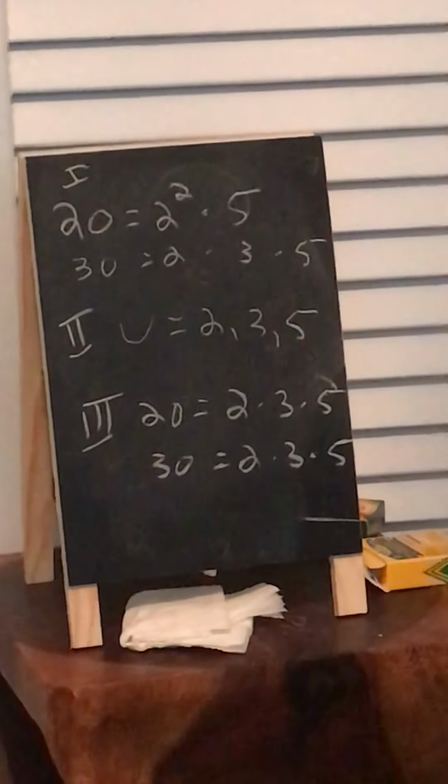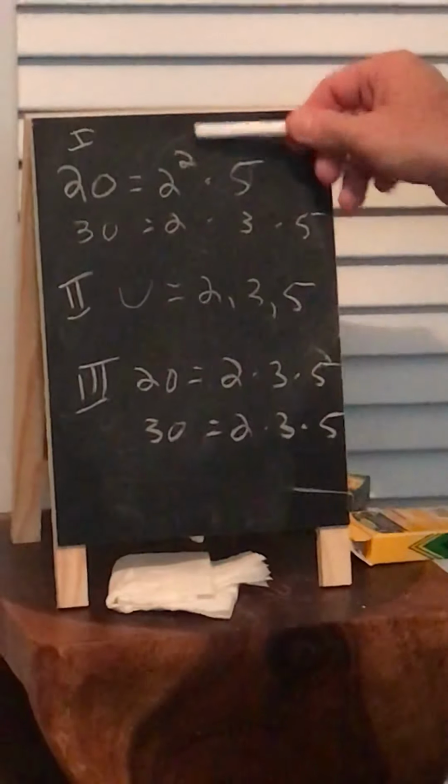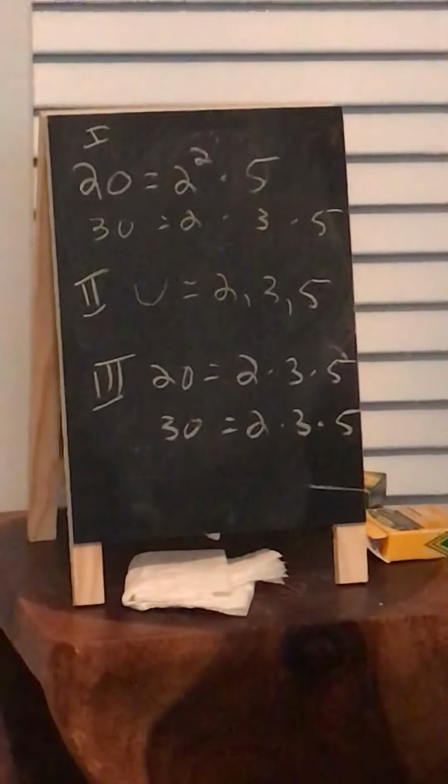We're gonna be finding the lowest common multiple of 20 and 30. And there's a number of steps that you want to take. First step is to get the prime factorization of each number. We did that last video, you may remember. So here, back to the blackboard, we got the prime factorization, using exponents, of 20 and 30.